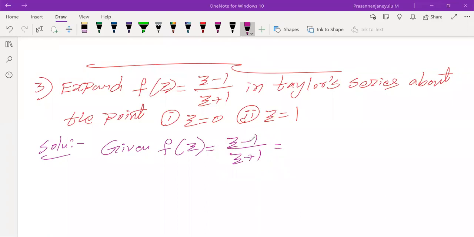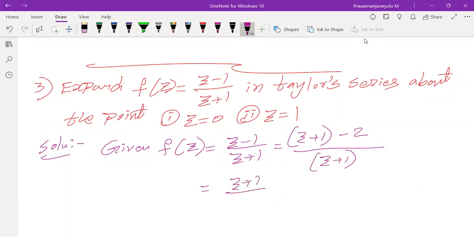So I will try to bring the numerator also as z plus 1. How can I bring the numerator as z plus 1? I am adding and subtracting 1 in the numerator. Then what will we get? Like this only. Yes or no? Now use the a minus b by c formula. We will get z plus 1 by z plus 1 minus 2 by z plus 1. If you do the simplification under LCM, again we get our function only. There is no change.